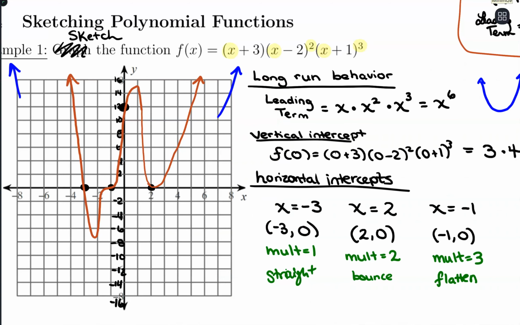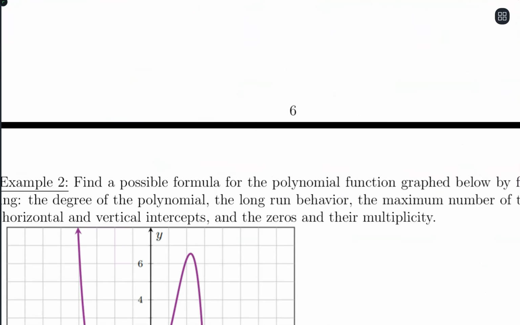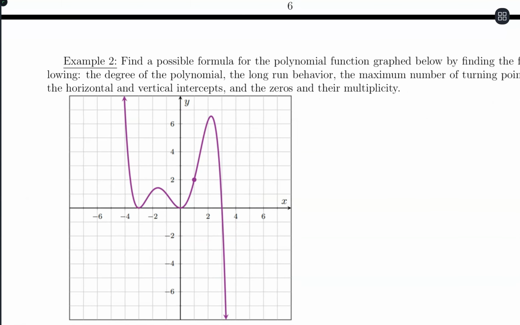All right, so that's how we can make a sketch. Pretty much those 3 pieces. We want the long run behavior to give us an idea of how infinity is coming into play. And then the vertical intercept will give us a coordinate. And then evaluating the horizontal intercepts with those zeros and their multiplicities will get us good short run behavior for our graph. So now let's go in reverse.